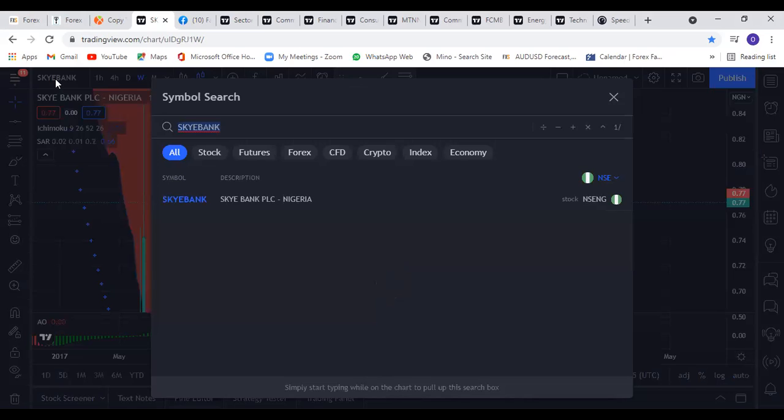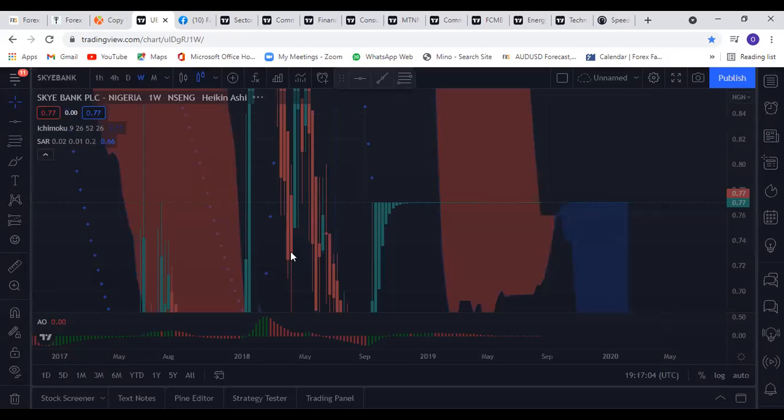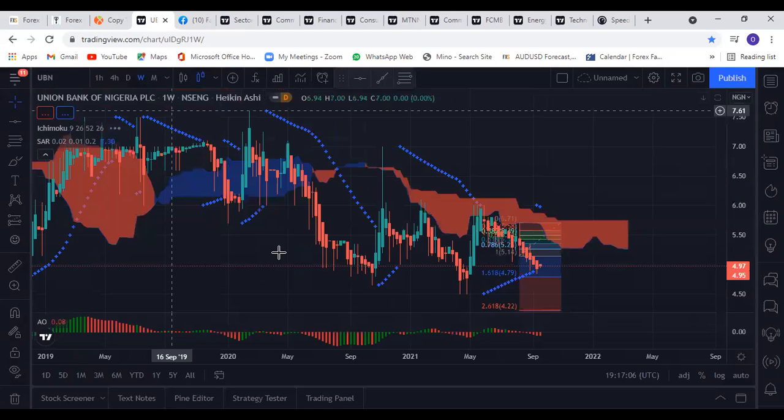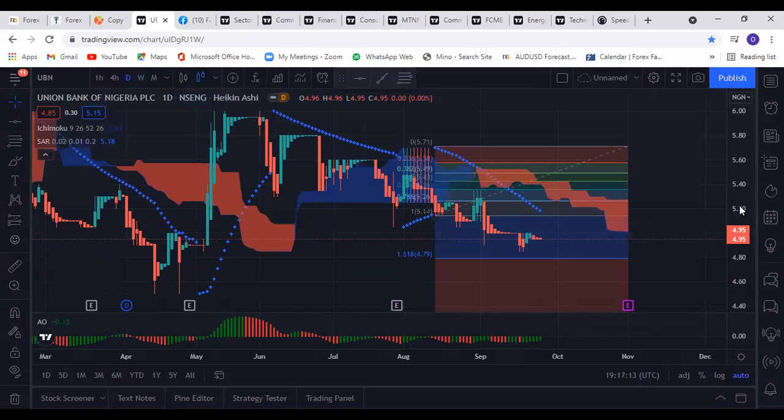Leave that one. Union Bank, the chart is not tradable. Union Bank of Nigeria. Wow. Even though it's a downtrend, looking at my momentum, it has been struggling. It's been green for 1, 2, 3, 4, 5 days now. We can get it around 4 naira 79 kobo, which is good.